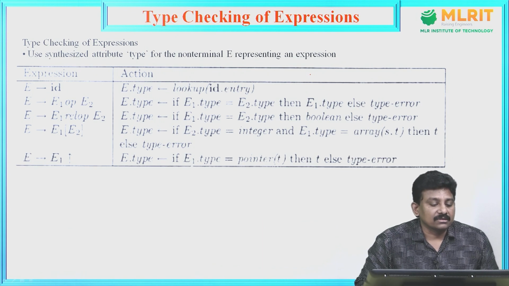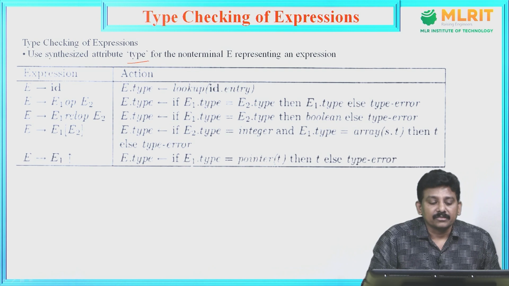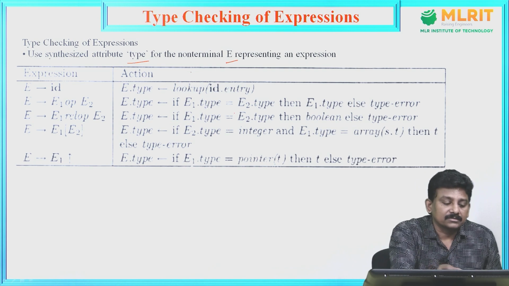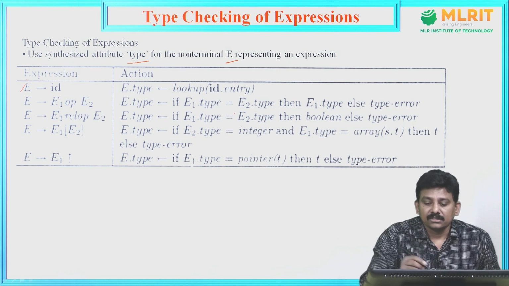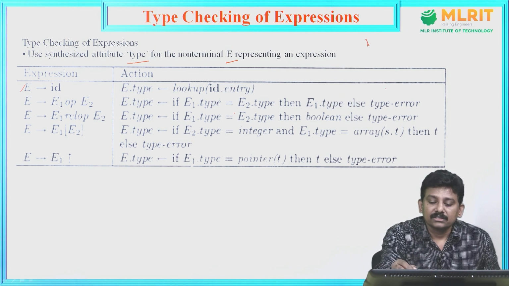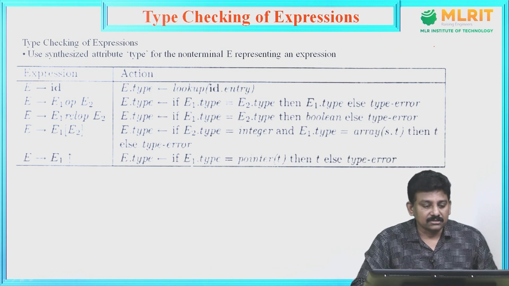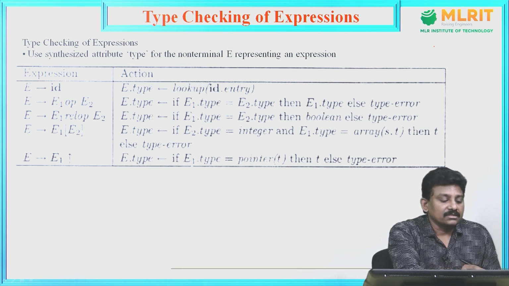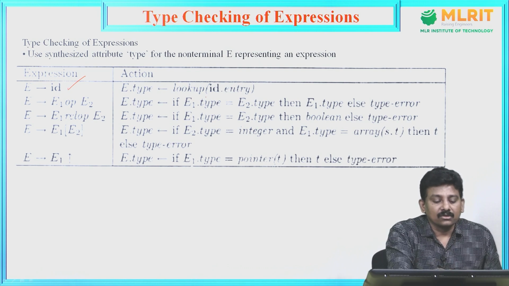Next, type checking of expressions. Here we use a synthesized attribute type for a non-terminal E. E represents an expression, any expression, for example id plus id star id, or 2 plus 3 star 4. Any expression is represented by E. There is a production E derives id. E.type is lookup of id.entry. Lookup is a function.